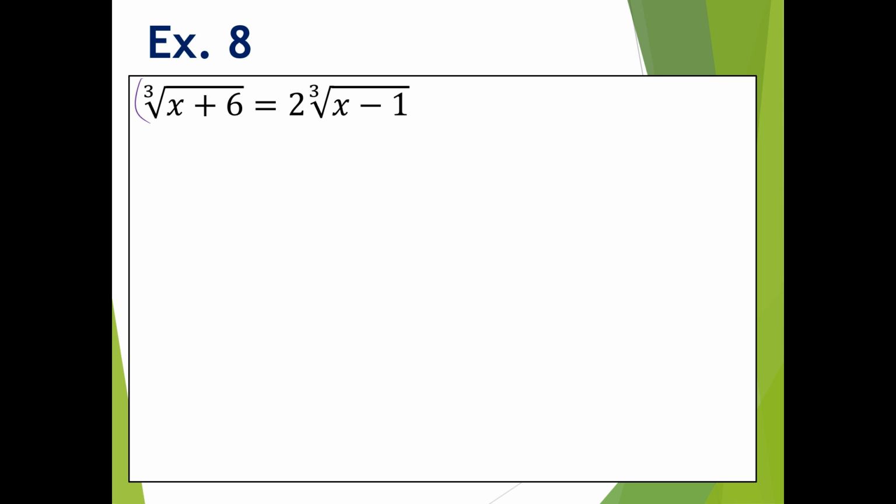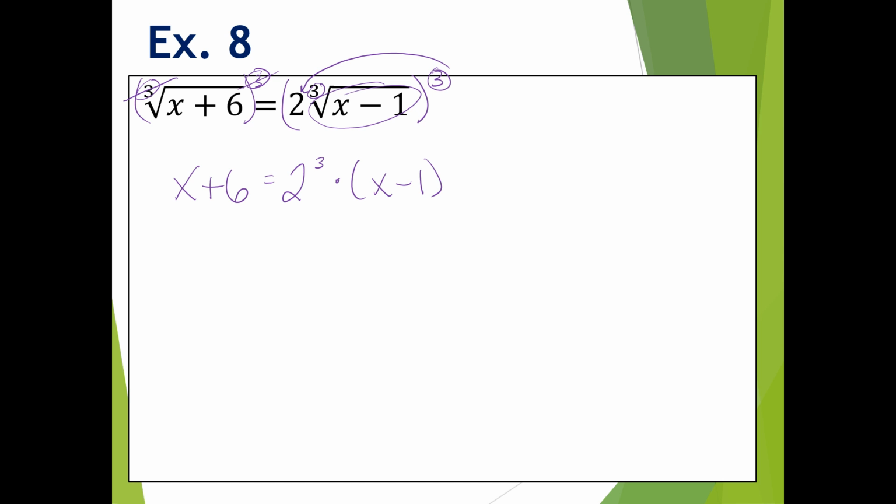We have cubes, so we're going to cube both sides. Again, here we have a cube root and a cube, so that's just going to leave us with x plus 6, no longer inside the radical. Then here we've got to make sure that 3 gets to that 2, so we have 2 cubed. And then this 3 and our index are going to cancel out, so we're just left with x minus 1.